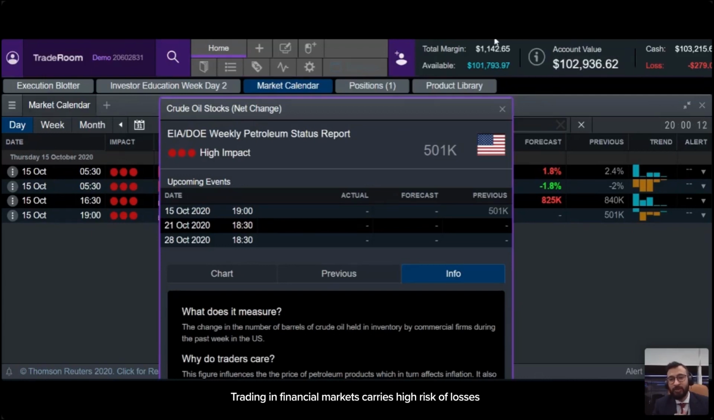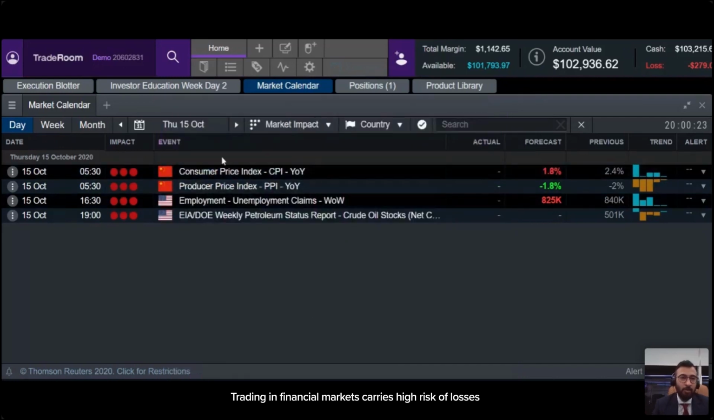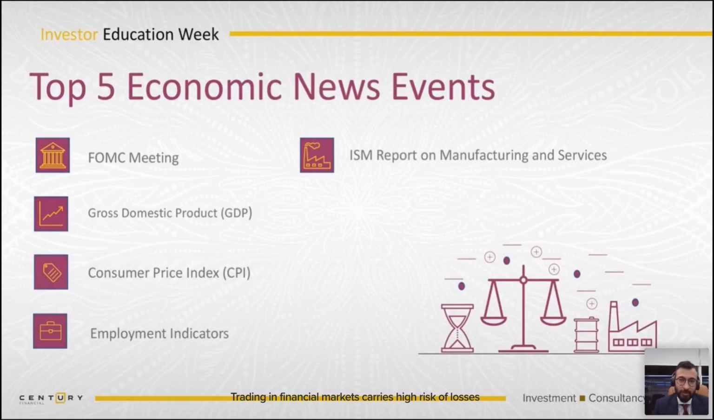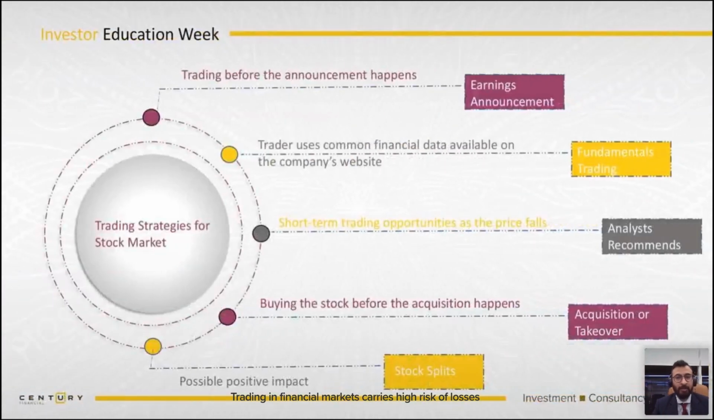So guys, these kind of data you can see on your platform very easily, and you can talk to your consultants and they can guide you how this is done. Right? Now coming on very quickly to the next thing before we run out of time here. So these were the 5 economic events. Now, trading strategies for stock markets.